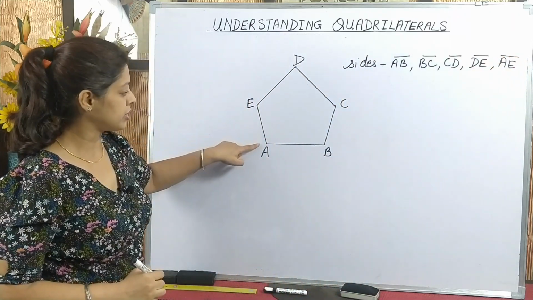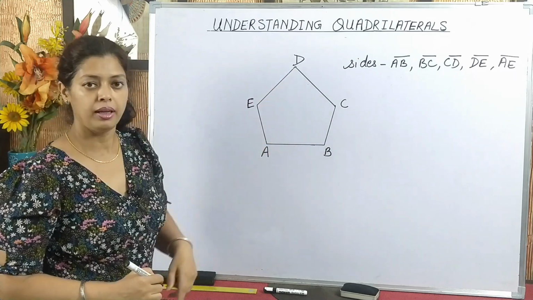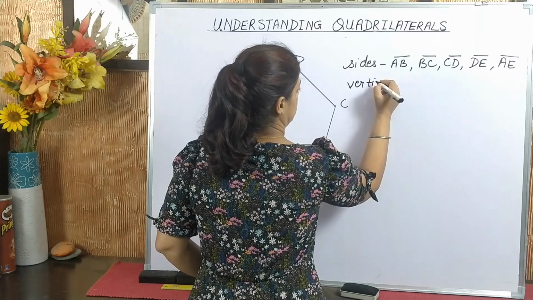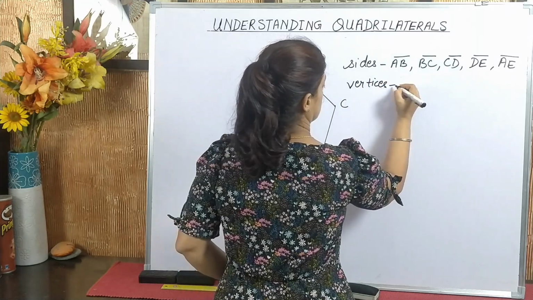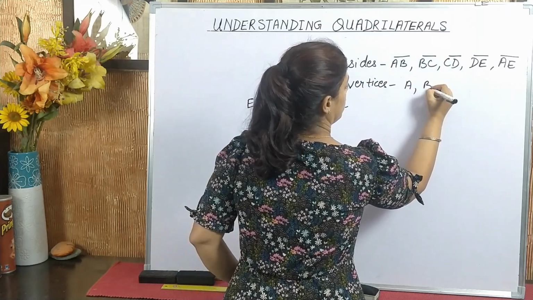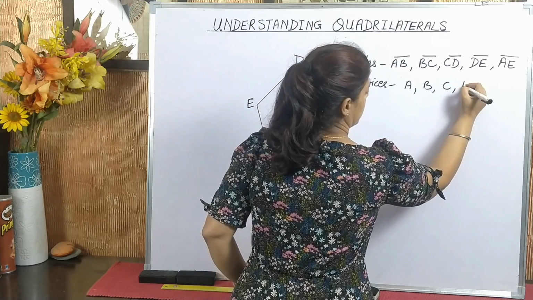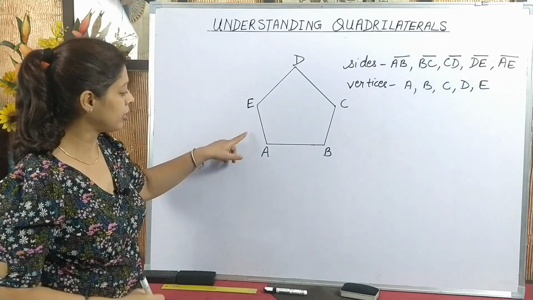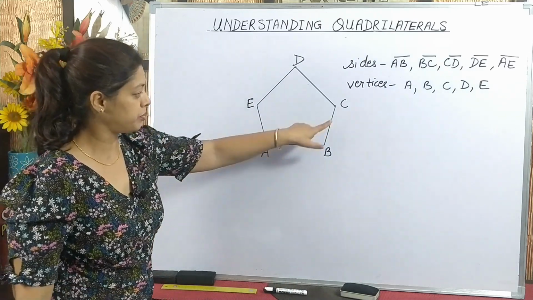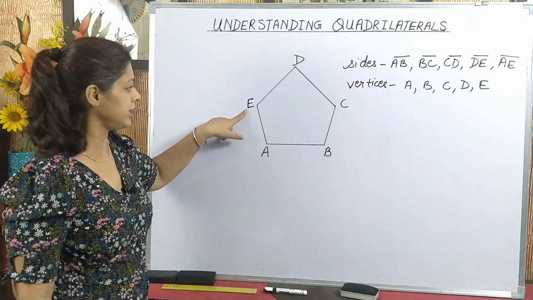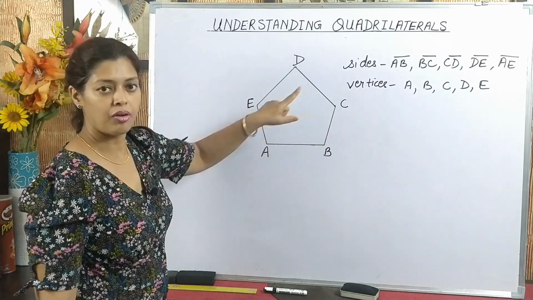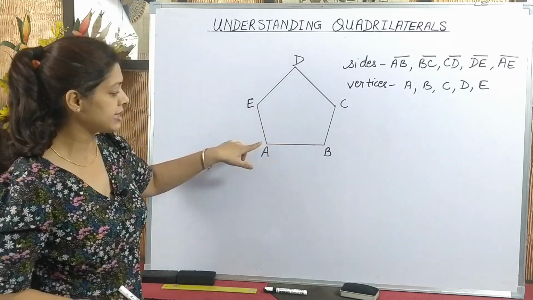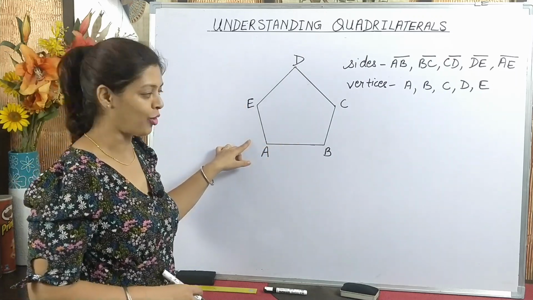And the end points of these line segments are called the vertices. So the vertices are A, B, C, D and E. Individually we can call them vertex A, vertex B, vertex C, vertex D and vertex E. Together they can be called vertices. Vertices are the points where the sides intersect and angles are formed.